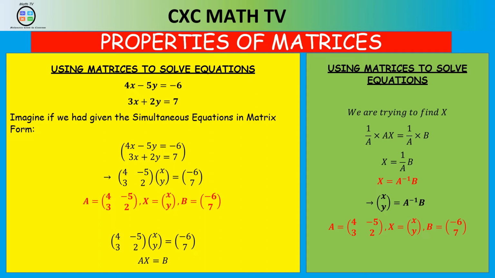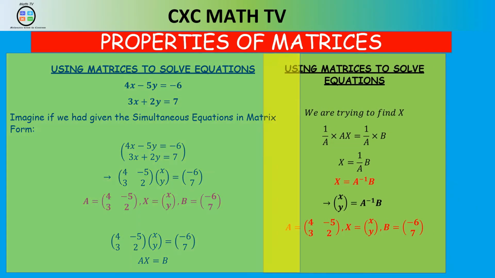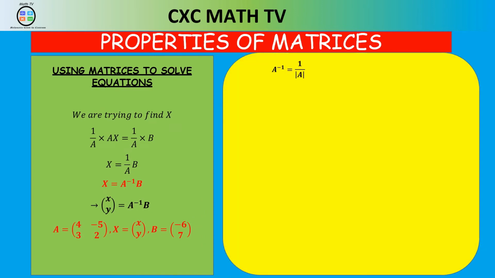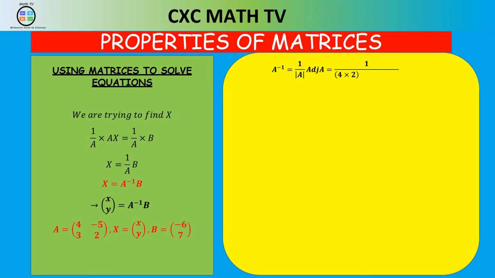So look at this. For the matrix A, we can find the inverse by saying the inverse of A is 1 over the determinant of A times the adjoint of A. That's 1 over 4 times 2 minus negative 5 times 3, times the adjoint of A, which would be 2, 5, negative 3, 4. Now the determinant works out to be 23, so it's 1 over 23 times 2, 5, negative 3, 4, which is 2 over 23, 5 over 23, negative 3 over 23, 4 over 23.